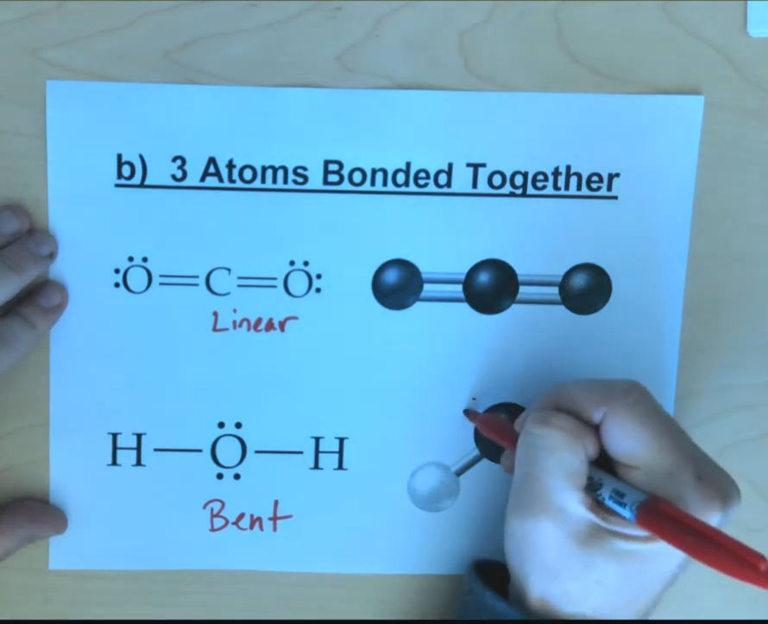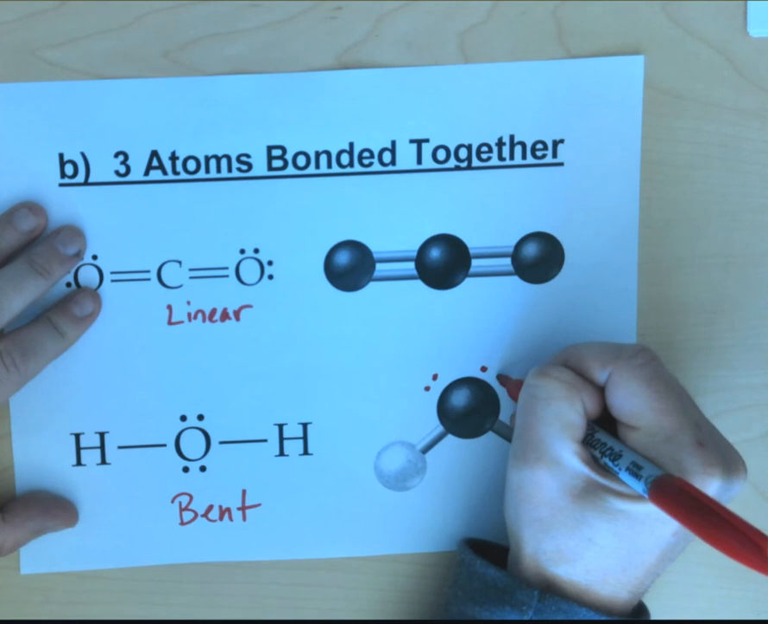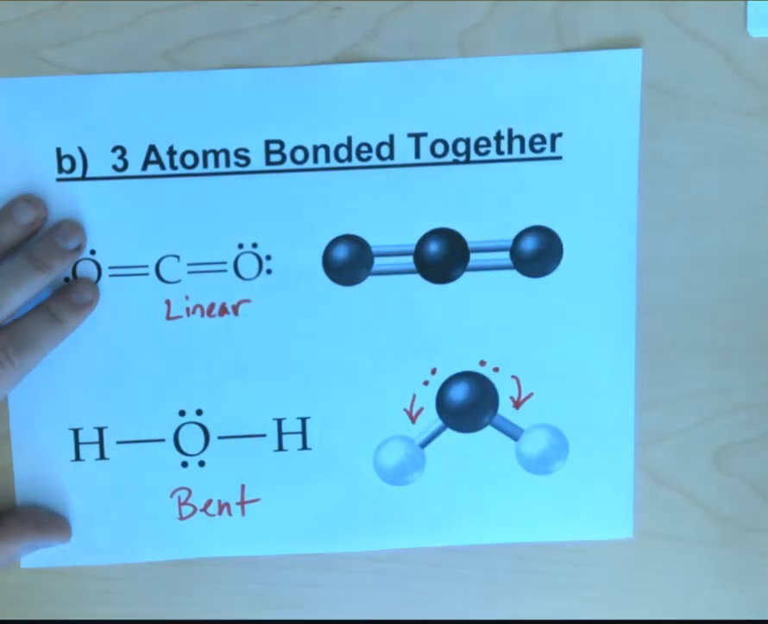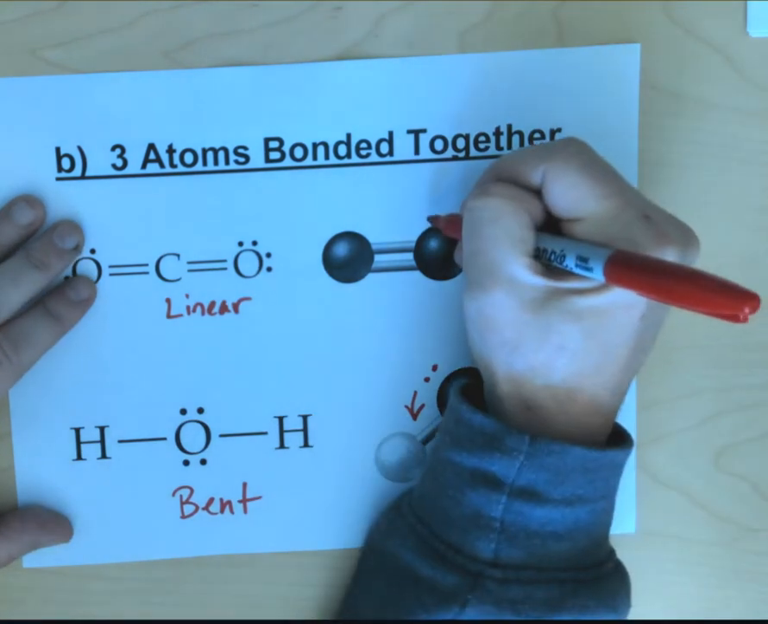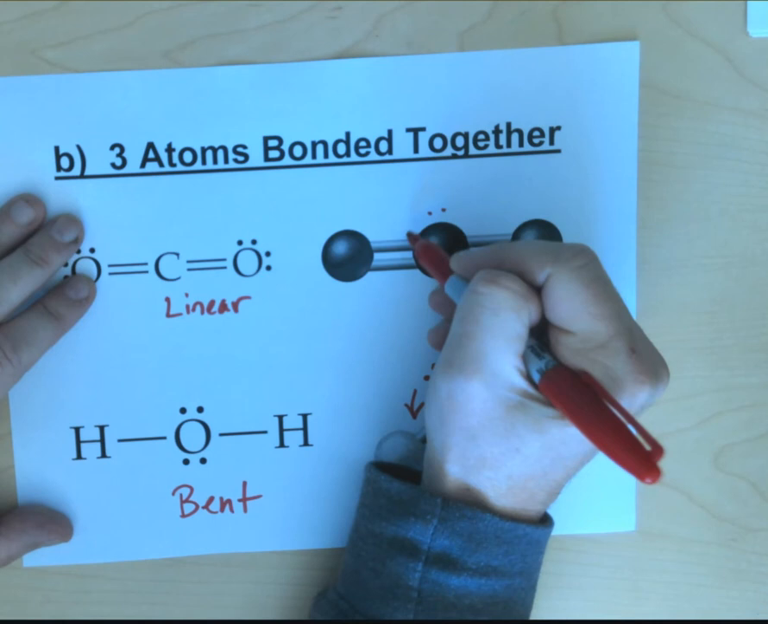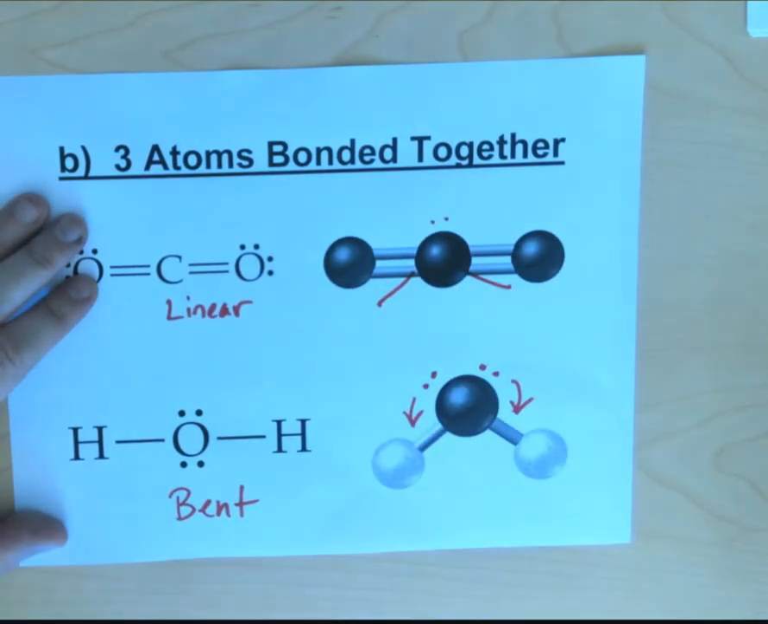It's bent because of the 2 lone pairs of electrons. These lone pairs push down on those bonds. So if I put a lone pair up there in carbon dioxide, there isn't, but if I did, then those bonds would be pushed down there in that bent arrangement as well.